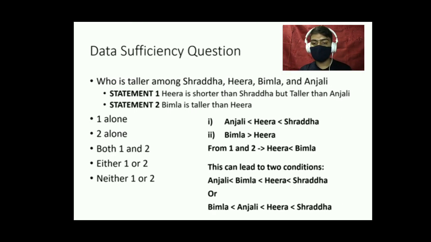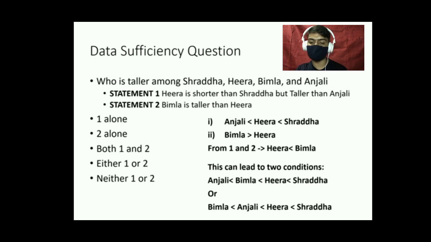Then the data sufficiency question. Who is taller among Shraddha, Hira, Bimla and Anjali? Statement 1: Hira is shorter than Shraddha but taller than Anjali. Statement 2: Bimla is taller than Hira. After decoding, Anjali is less than Hira, less than Shraddha. Then Bimla is greater than Hira. So from 1 and 2, Hira is less than Bimla.